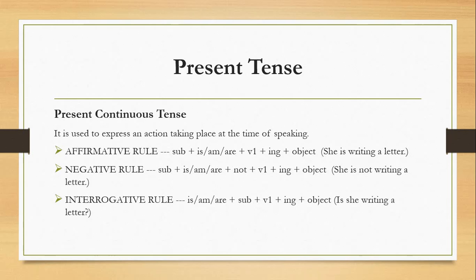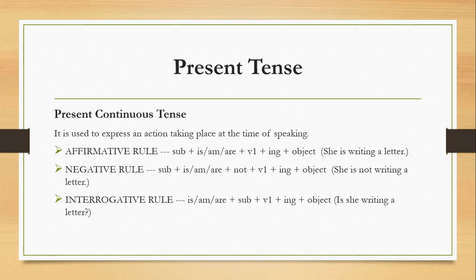Negative, subject plus is, am, are plus not plus V1 plus ing plus object. Example, she is not writing a letter. Again comes interrogative. When it is interrogative, we all know that the helping verb comes in the beginning. Auxiliary verb is or am or are plus subject plus V1 plus ing plus object. Is she writing a letter? This is a question, right?